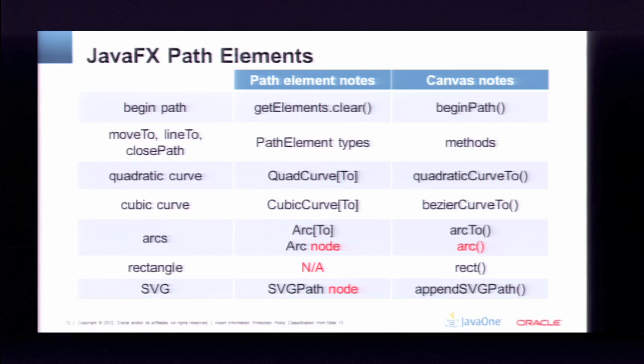Finally, there is no way to just add a rectangle to a path node's path list, whereas Canvas provides a convenience operator called rect, which takes 4 parameters and adds those as path segments to the current path. And both of them can take an SVG path specification.